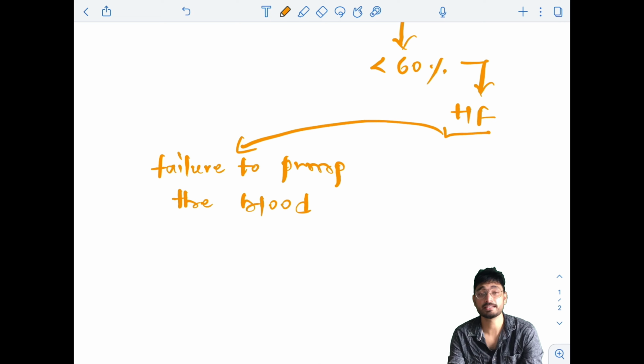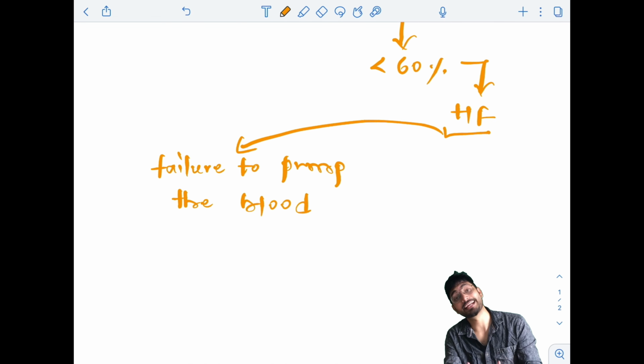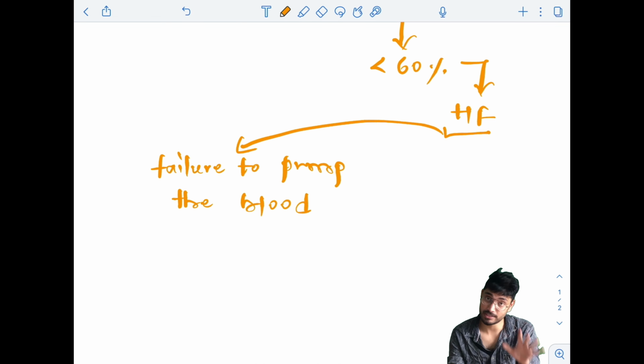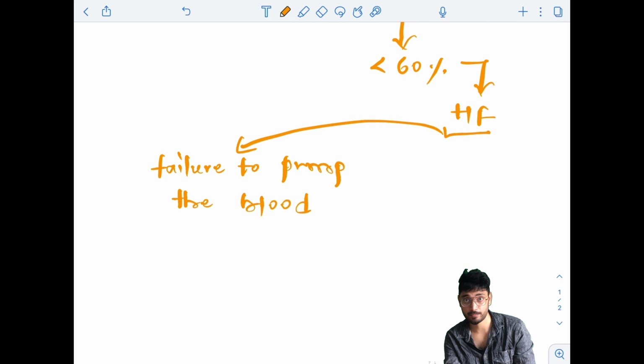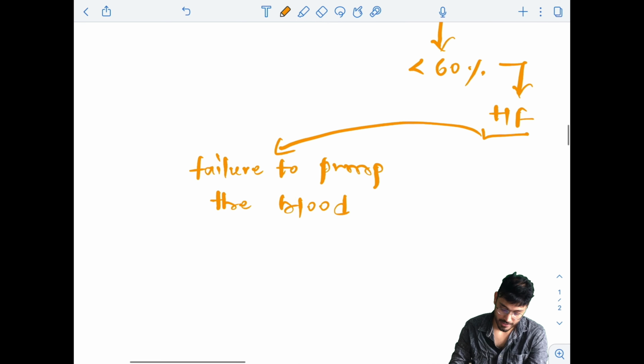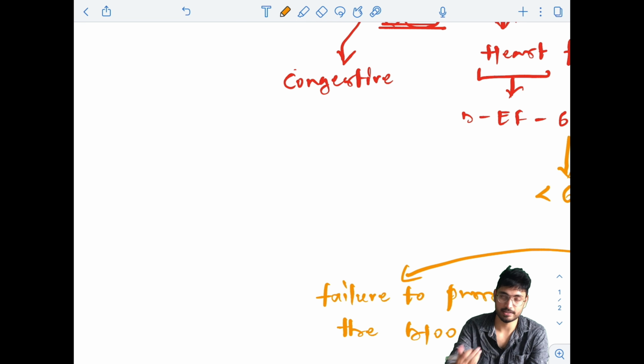That means the heart is unable to pump out the blood at its full capacity. Its capacity has been decreased compared to the normal heart. A normal heart will be having an ejection fraction of 60 to 65%, while the heart failure heart will be having less than 60% ejection fraction. So that is termed as heart failure. I will explain to you about this congestiveness later.